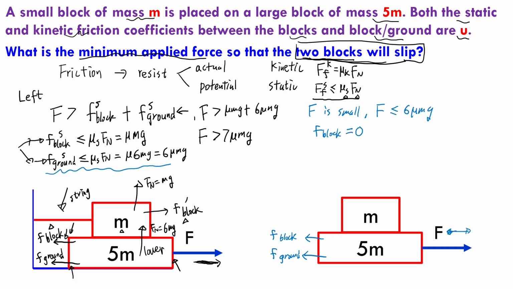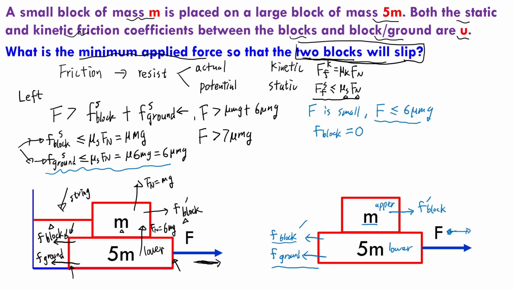Why? Because if this upper block gives this lower block a friction force, as a reaction force, this lower block also gives this upper block a force equal in magnitude but opposite in direction. But if this applied force is not large enough to overcome the friction force from the ground, this lower block is not going to move. So the upper block should also not move.